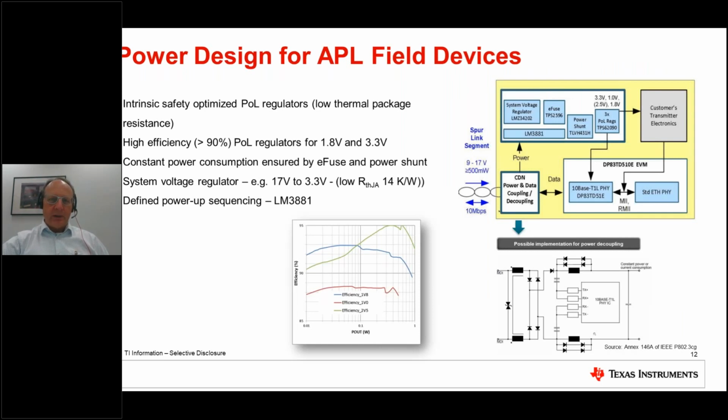Power design for the APL field device. So here you have your CDN, your coupling-decoupling network. When you get power and data in over, say, a 200 meter spur, you separate out power and data. And power has a certain requirement: you need to have a constant power consumption or current consumption. For this, we have developed, in the systems team here in Freising, a power solution for APL devices. What's special about this power design is, first of all, the POL point of load regulators.